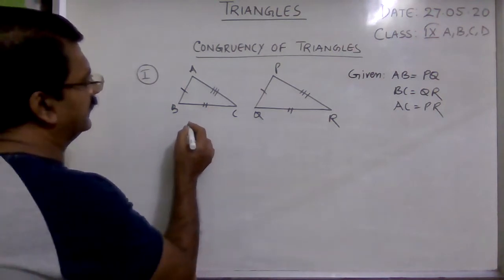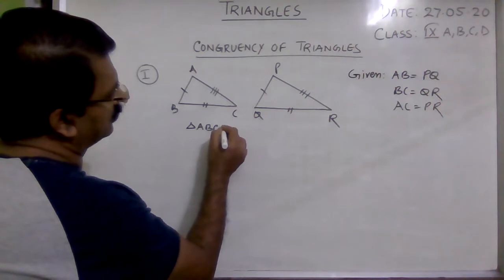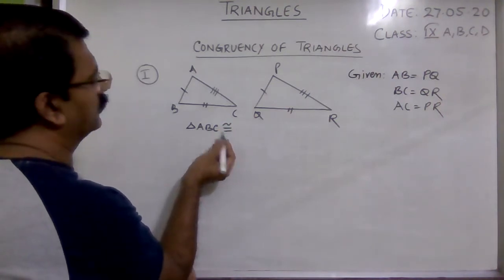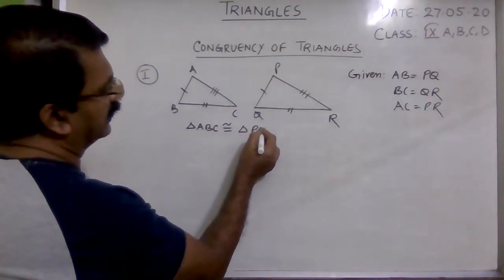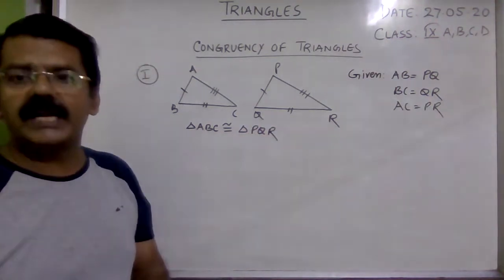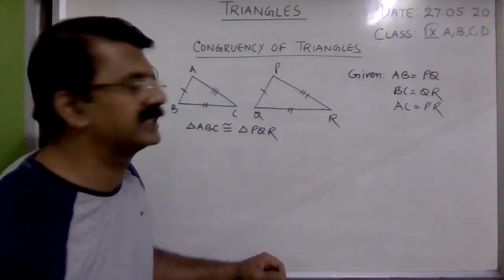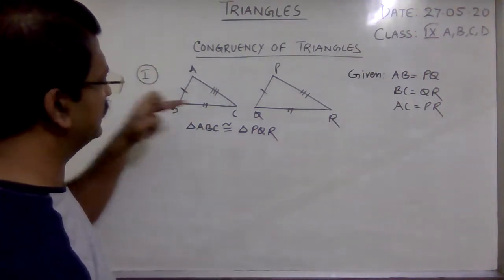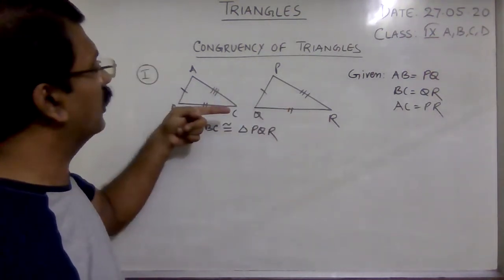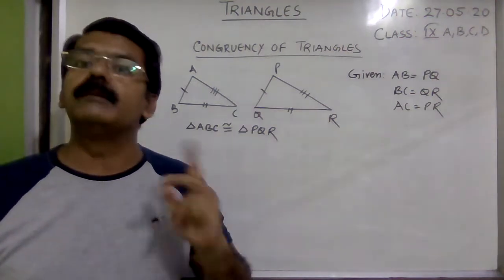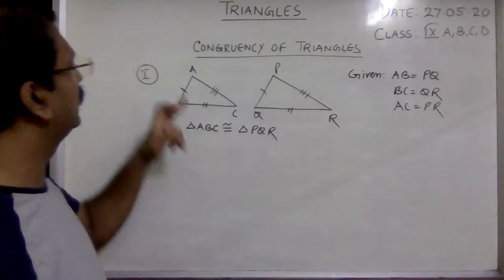So we represent it like this: triangle ABC is congruent to, this is the sign for congruency, triangle ABC is congruent to triangle PQR. Always remember, while writing the congruency, you have to maintain the order of the vertices. Means if you are taking ABC, it should be PQR. You cannot write triangle ABC is congruent to triangle QRP, then it will be wrong.